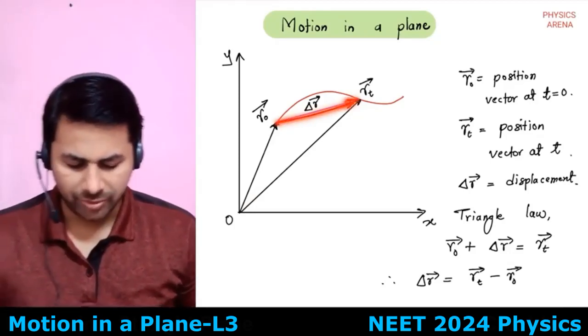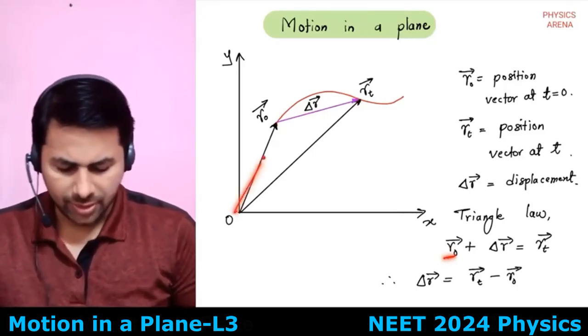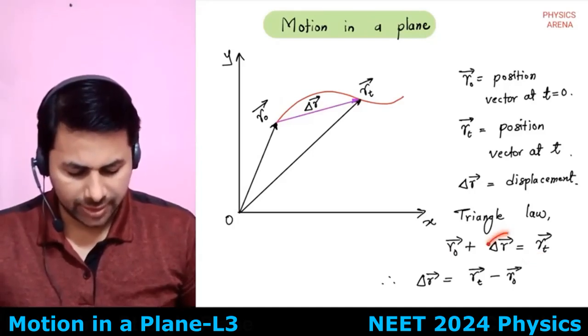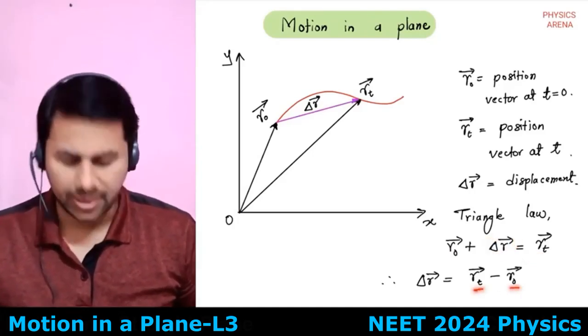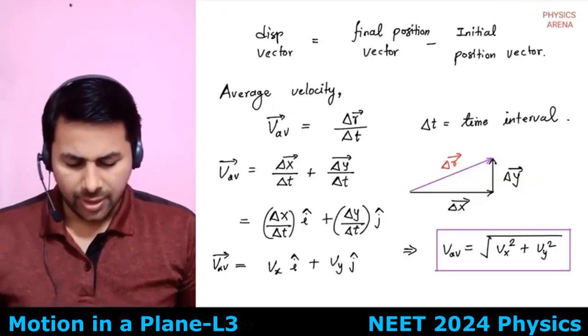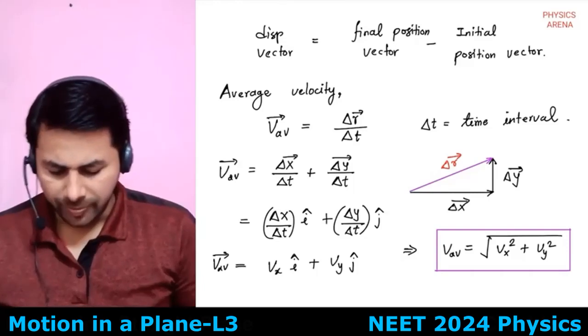So this will be the displacement vector. Using the triangle law, I can write r naught plus this vector will be equal to rt, and therefore delta r is equal to rt minus r naught. This is very simple. The displacement vector is the final position vector minus the initial position vector.